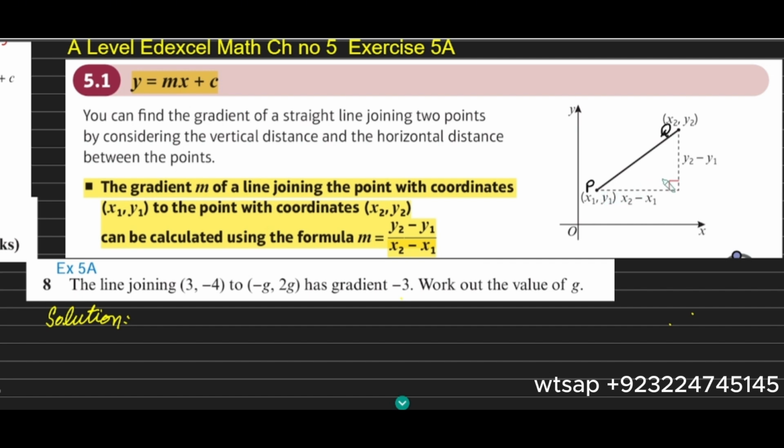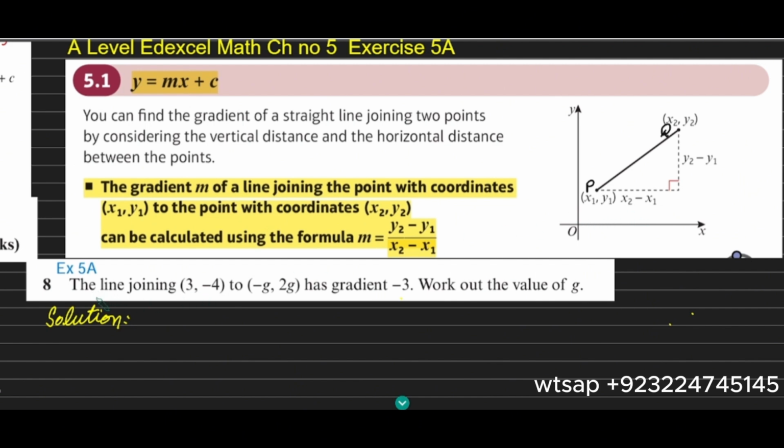We can find the gradient m of a line joining the points with coordinates, where P has coordinates x1, y1 and Q has coordinates x2, y2. Then the gradient can be calculated by a formula. We write gradient equal to m, which is the vertical distance y2 minus y1 over the horizontal distance x2 minus x1.